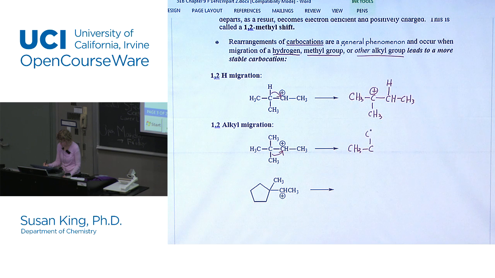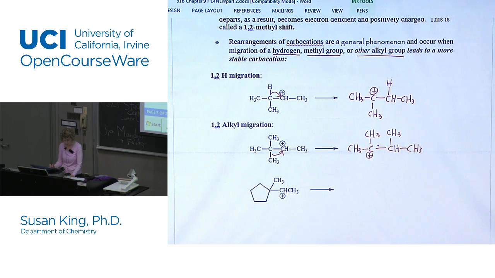So this is identical to the one we just saw. We see that one of those methyl groups is going to end up on this carbon here. It's moved over. And notice we've gone from a secondary to a tertiary. You can also have groups bigger than a methyl. You can have an ethyl migrate.